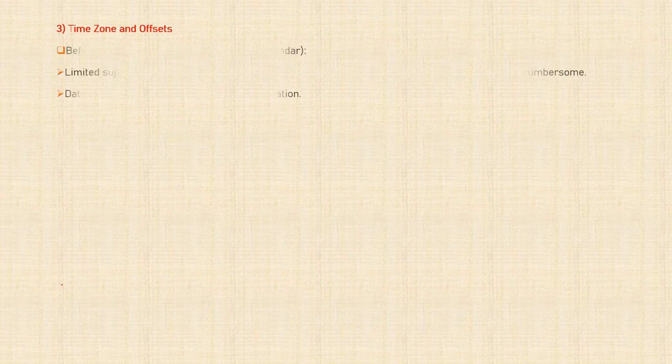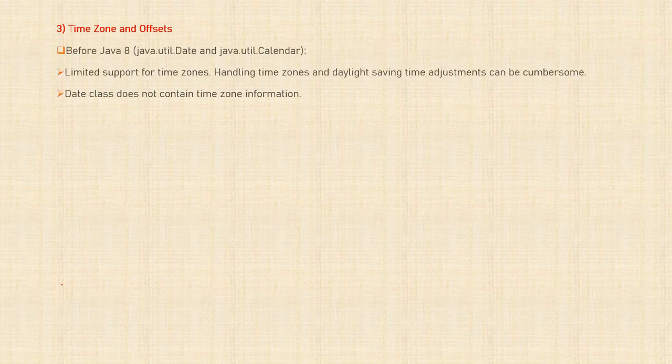Now time zone and offset. We are going to compare time zone and offset handling. Before Java 8, there was limited support for time zones. We had the Date and Calendar classes, and handling time zones and daylight saving adjustments can be cumbersome. The Date class does not contain time zone information, which is a disadvantage of the Date class.